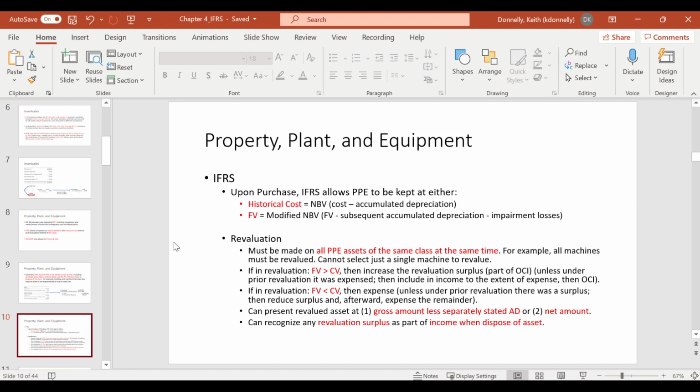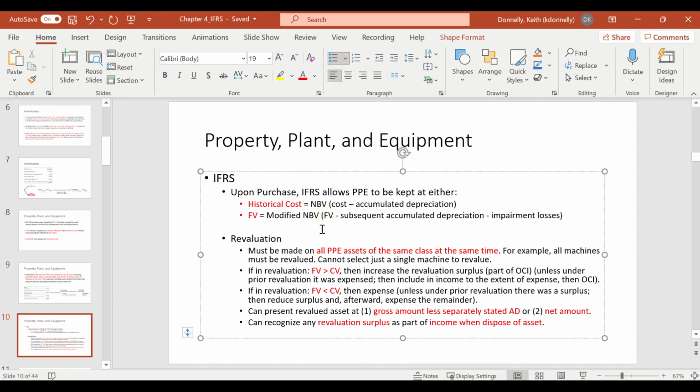Now, after purchase, this is where the distinction between IFRS and GAAP comes in. So IFRS says, hey, after purchase, you have it on there using the framework we just indicated. You can keep PP&E either at historical cost, which is really just net book value, what you bought it for minus accumulated depreciation, or a modified net book value using fair value, where you would have fair value minus any subsequent accumulated depreciation minus impairment losses. So one of the things with PP&E under IFRS, if you do choose that revalue option, we'll look at an example which will give some numbers to this.